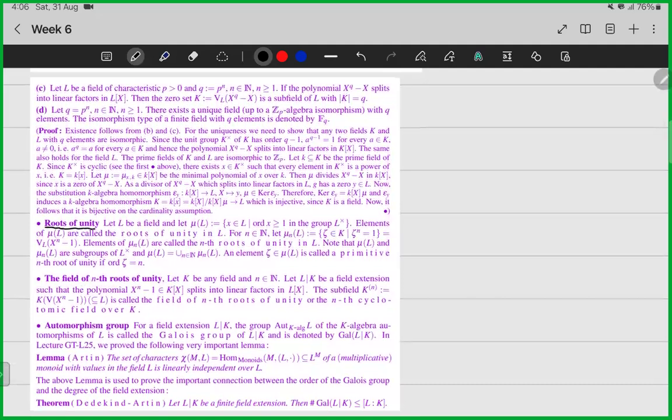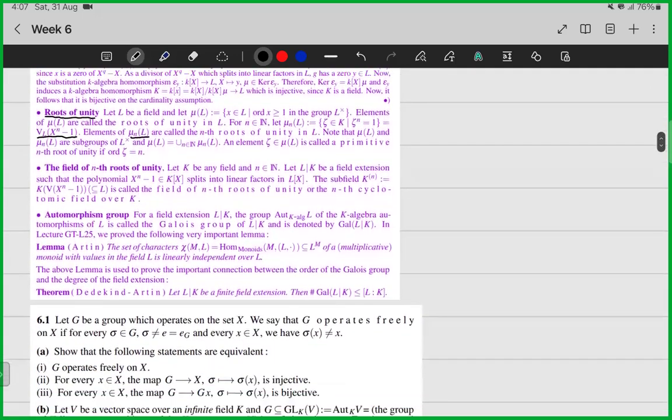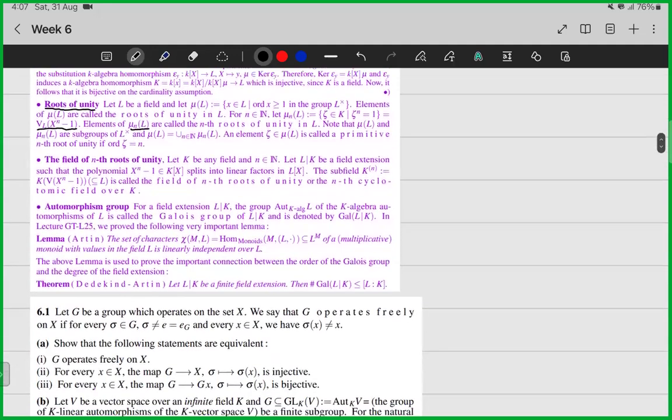So remember the definition of roots of unity. Basically mu_n means the nth roots of unity, those which are solutions of x to the power n minus 1. This will be used in exercises, so remember that. Everything else you just go through and we'll see some exercises.